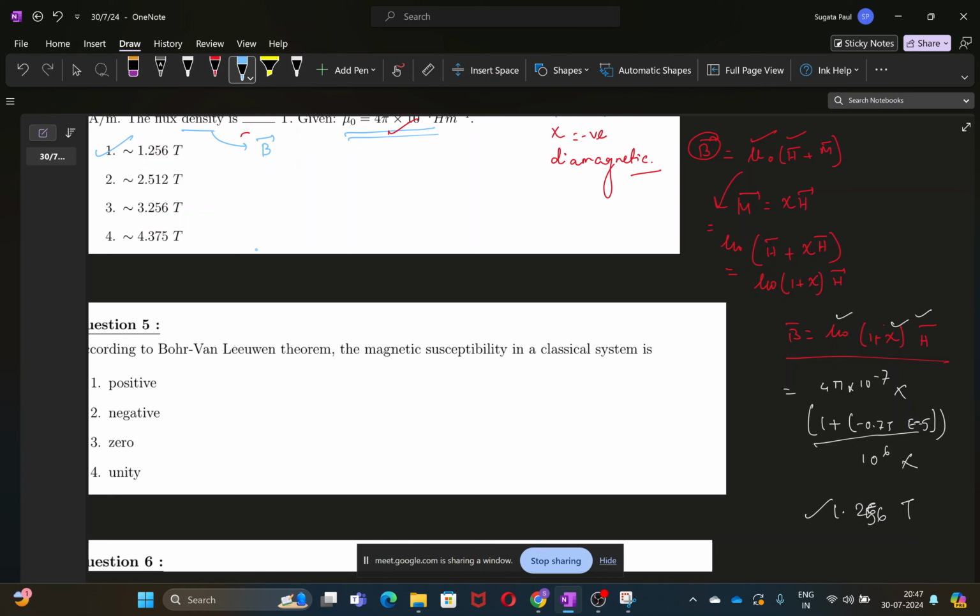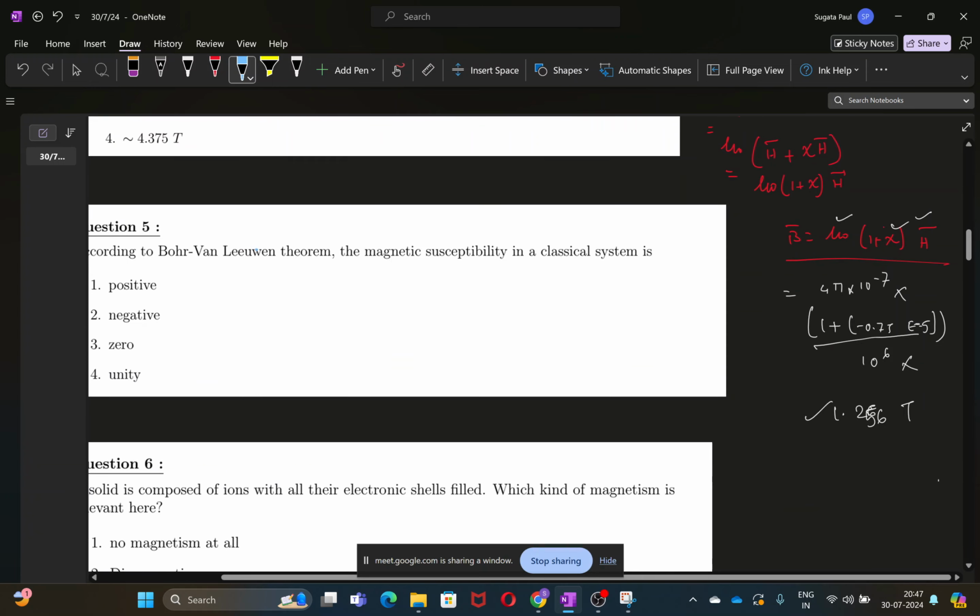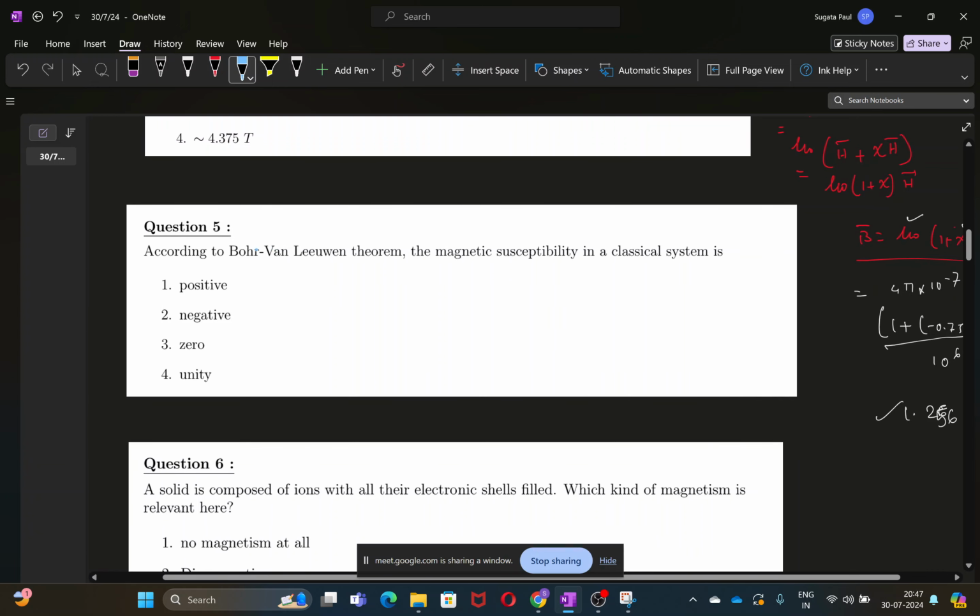Okay. Now let us look at the next question. So just read the next question carefully. This is again a conceptual question, and this question is directly answered, and even this theorem has been proven in the lecture itself. So probably you know the answer.